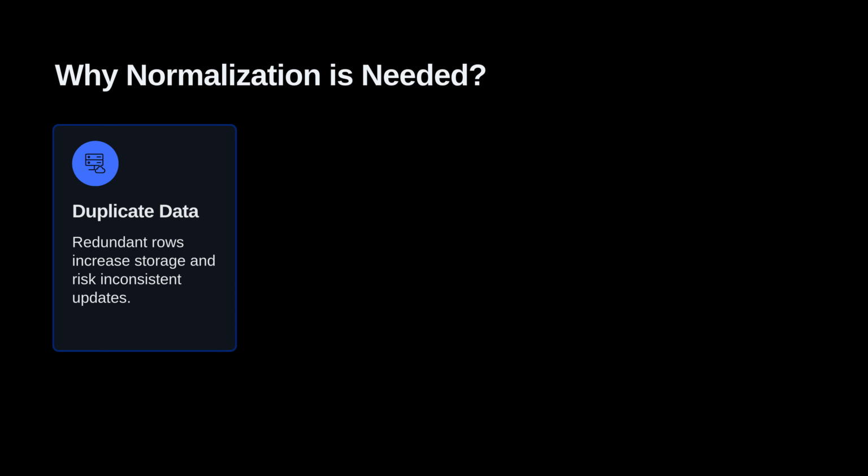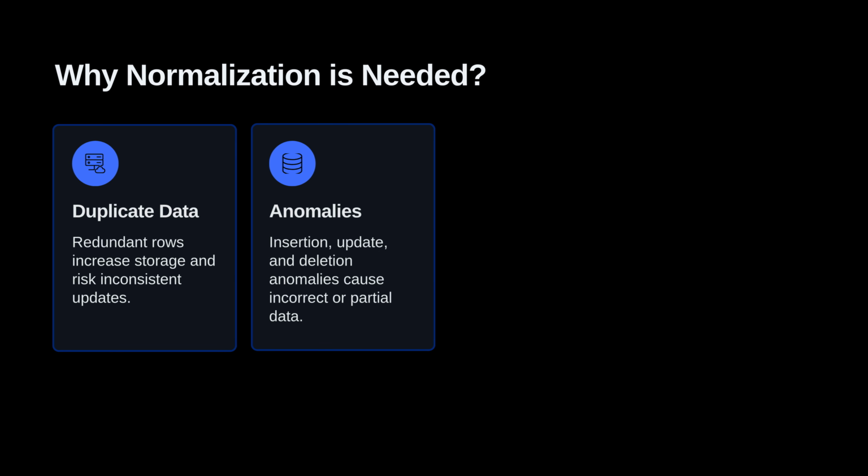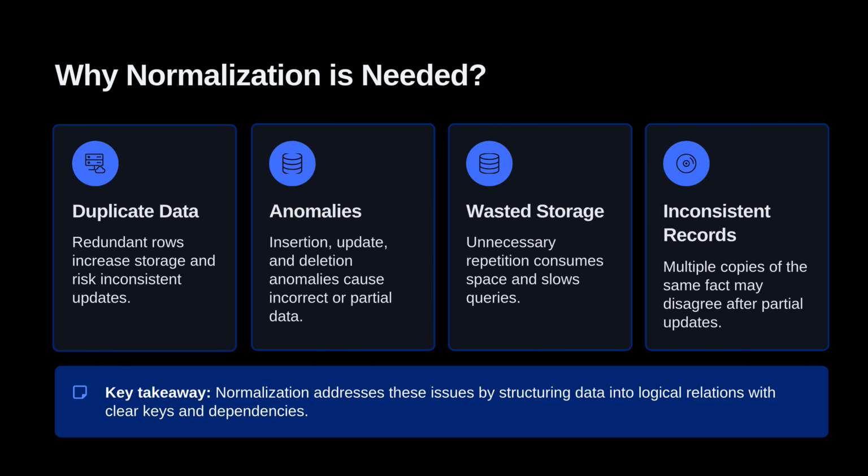Now, why do we actually need normalization? The main reason is to avoid problems caused by badly organized data. For example, we might have duplicate data, which means the same information is stored multiple times. Then we have something called anomalies. There are three common types: insertion, update, and deletion anomalies. In simple terms, these problems can make it difficult to add, change, or remove information correctly. So basically, normalization makes the database cleaner and easier to manage.